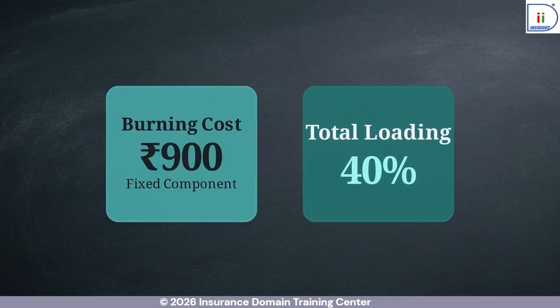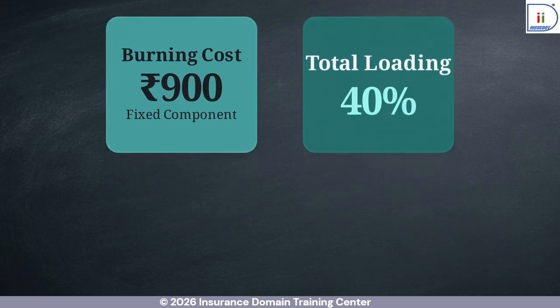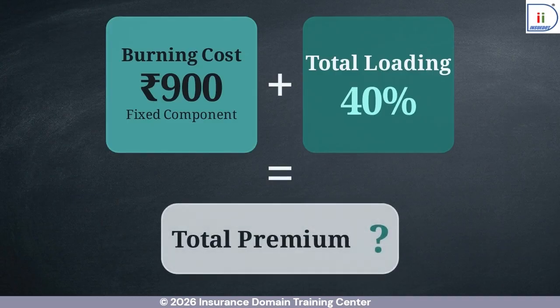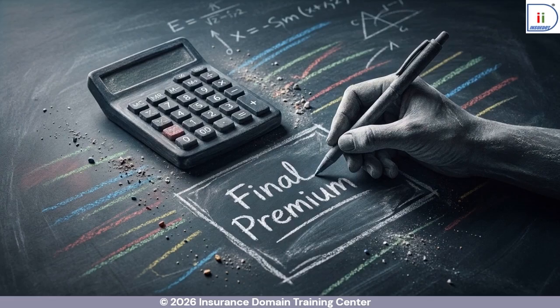Our expected burning cost is fixed at 900 rupees per exposure unit, and it sits right alongside our 40% loading requirement. The core challenge in pricing is figuring out how to mathematically combine this fixed 900 rupee cost with our 40% loading to arrive at a final premium that fully funds the business.